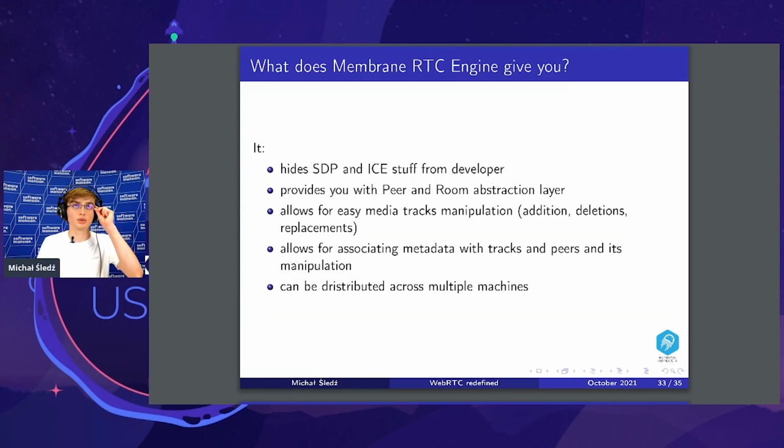So to sum up, the new Membrane RTC engine API hides SDP and ICE stuff from the developer, provides you with a peer and room abstraction layer, allows for easy media tracks manipulation, which I think is pretty important, and allows for associating metadata with tracks and peers. And what is, I think, the most important thing, RTC engine can be distributed across multiple machines. This is something that we are currently working on. It's not ready yet, but we managed to make some progress.